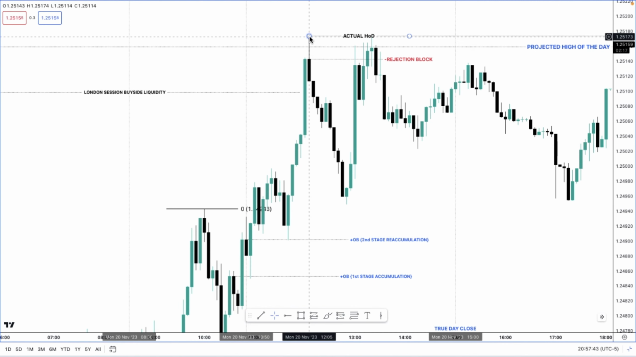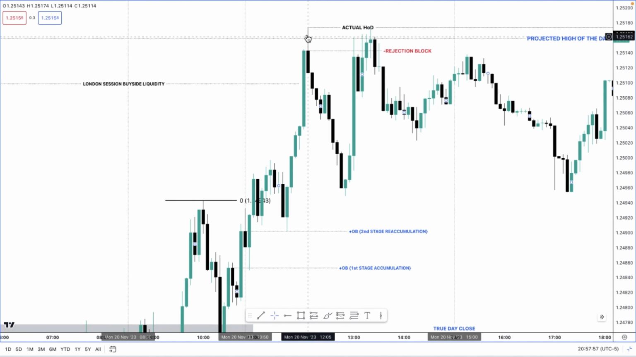High of the day. 12:05. 5 minutes late on this day. On a normal day, it's on time. 5 minutes late, forms a high. Attempts to take it out, but it fails because that is a very strong high. What is this? Projected high of the day.